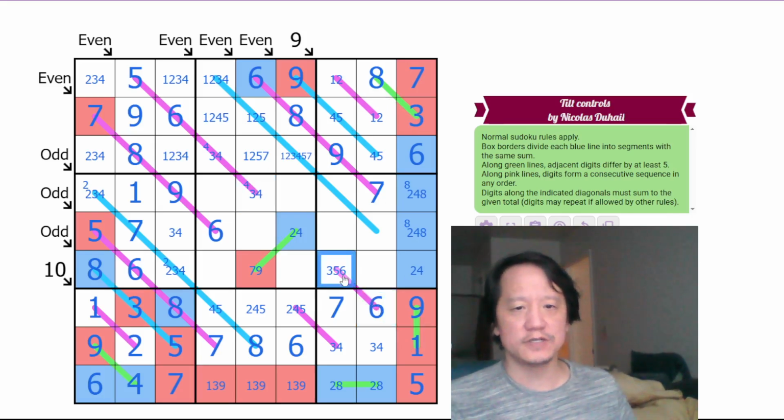Oh, this is 6 here. That's consecutive only with 5. 3 is consecutive with 2 or 4. 4 is consecutive with 5 there. So this is 5.